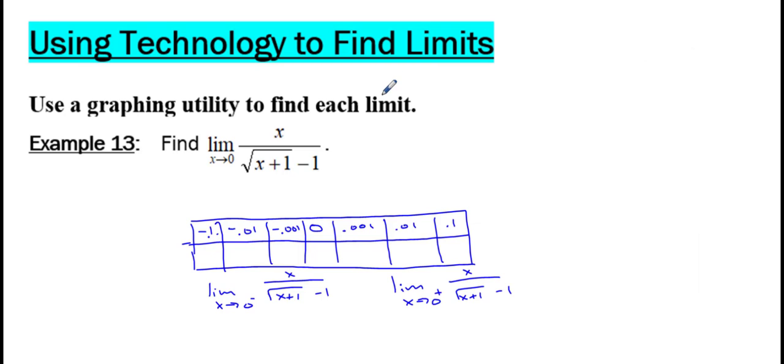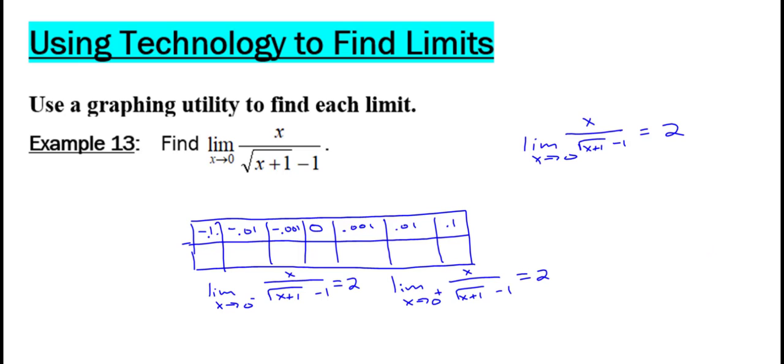All right, let's see if we can write now. Ready? All right, it works. Equals 2. That side, as we approach 0 from that side, equals 2, right? Therefore, in general, the limit as x goes to 0 of that function x over square root x plus 1 minus 1 equals 2.